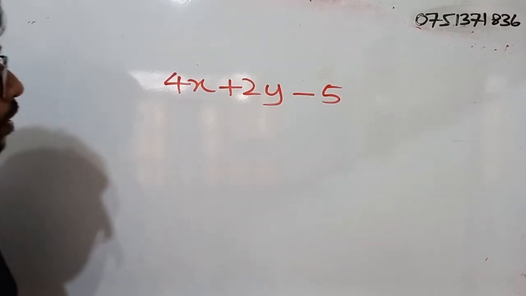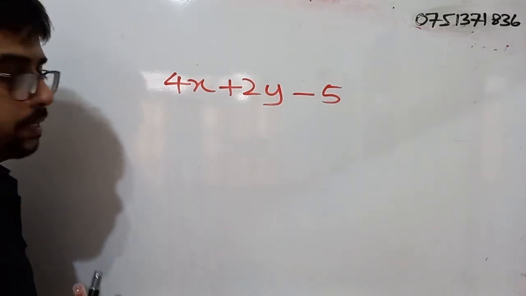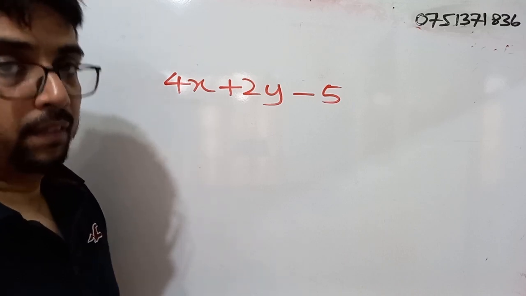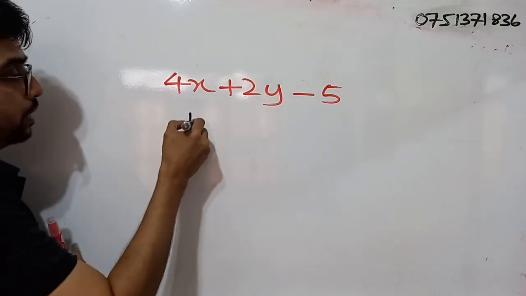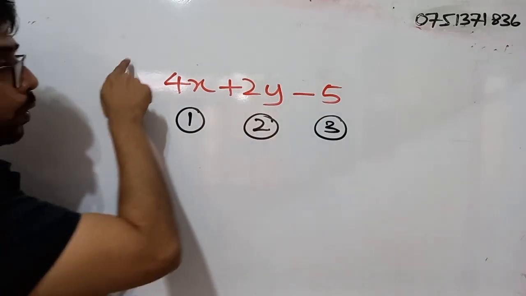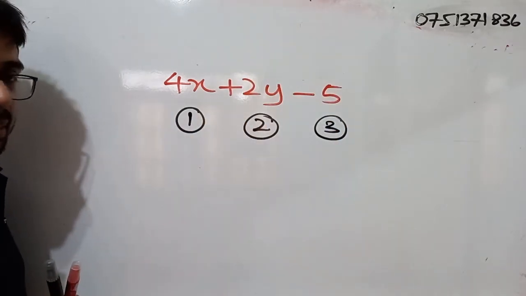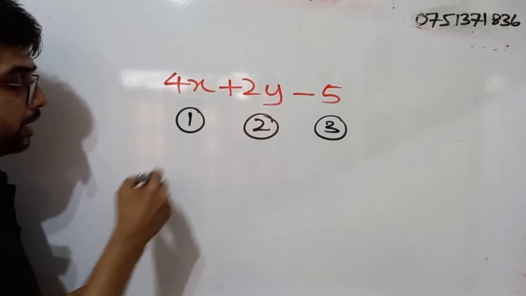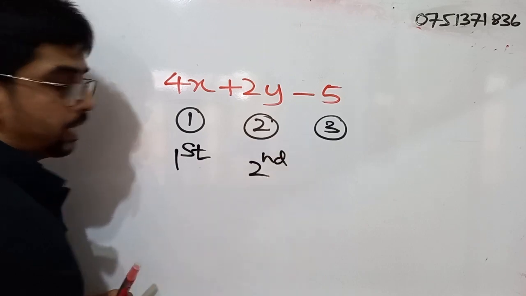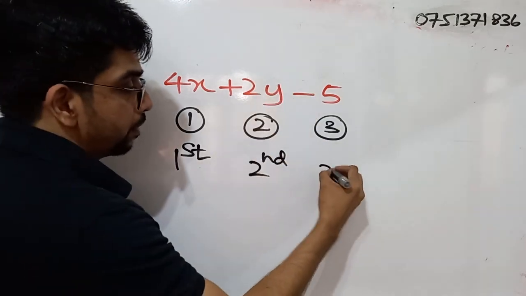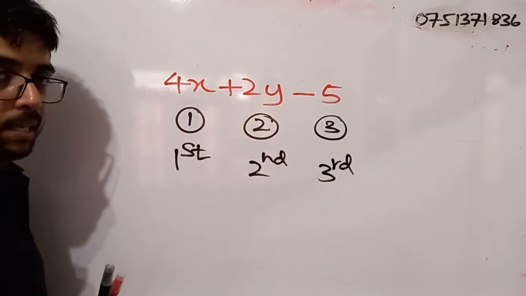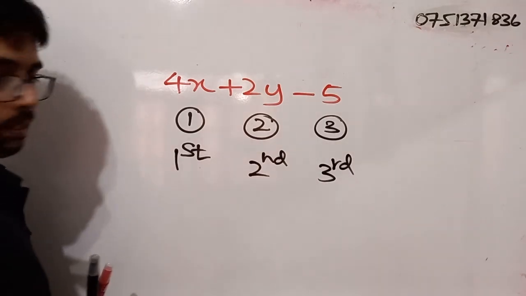Now we need to understand what is meant by a term of an algebraic expression. If we take a look at this algebraic expression, it has three terms. This is one term, this is another term, this is another term. In this entire algebraic expression, 4x is the first term, 2y is the second term, minus 5 is the third term. So altogether, this algebraic expression has three terms.